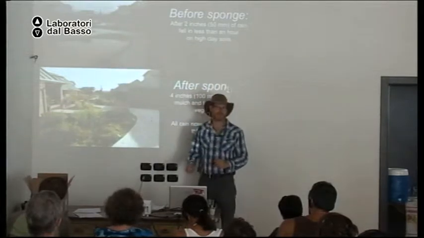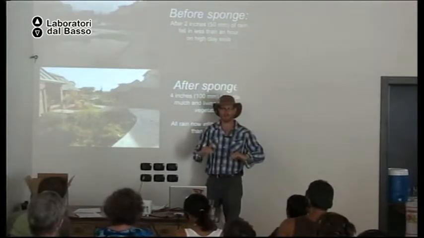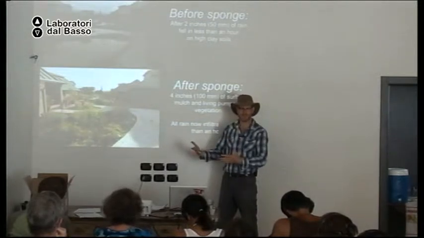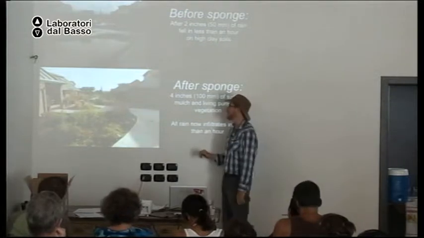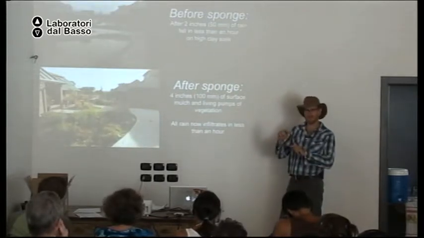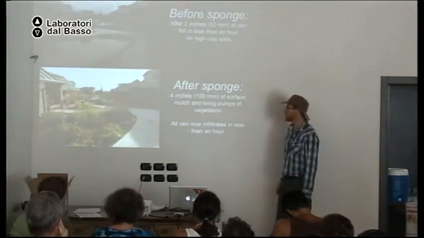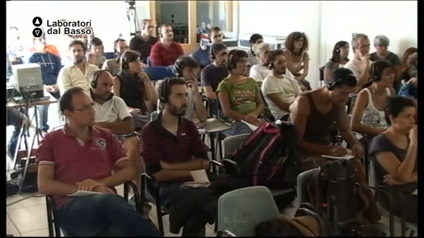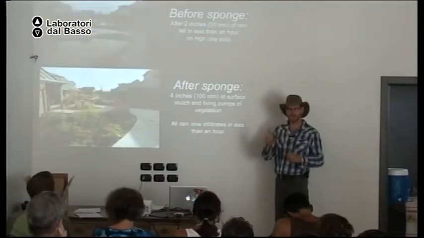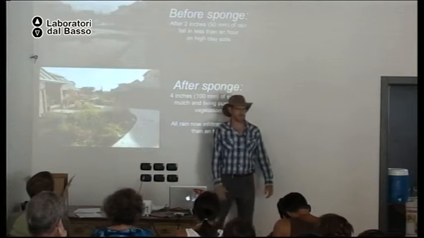We built this in an area with high clay soils. So the percolation rate is very slow. If we left it like that, we risk breeding more mosquitoes. We don't want mosquitoes. So we put the sponge in place. We put in 100 millimeters of organic mulch on the surface and planted living pumps of vegetation. Mostly plants, some seed too. And we had 50 millimeters of rain fall in 1 hour, and it all infiltrated in 20 minutes because we had the sponge.